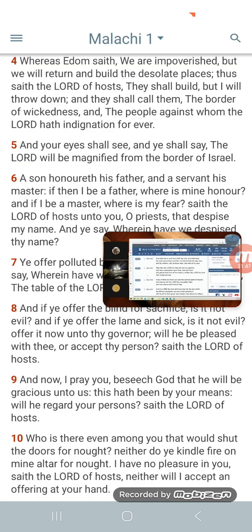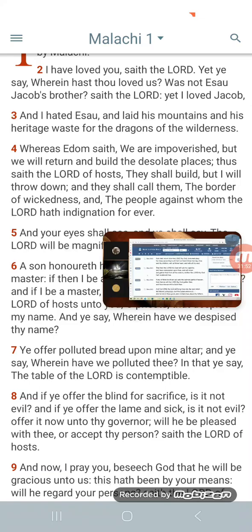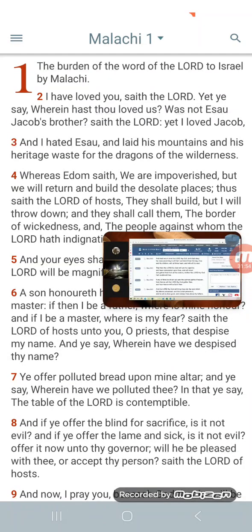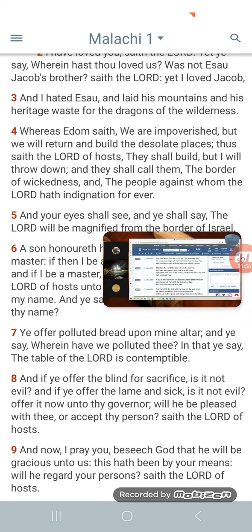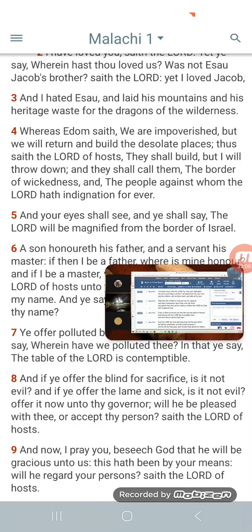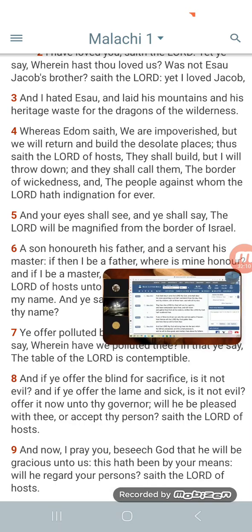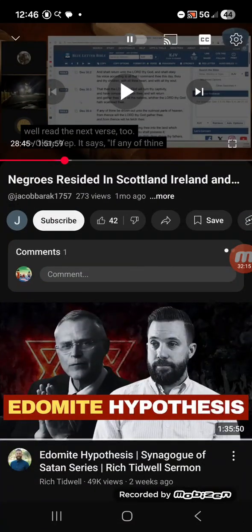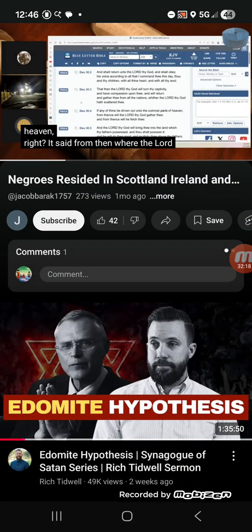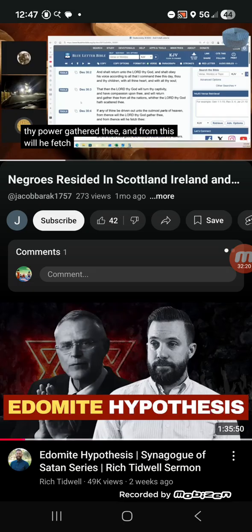This is Malachi 1:4. Whereas Edom saith, we are impoverished, but we will return and build the desolate places, thus saith the Lord of hosts, they shall build, but I will throw down. And they shall call them the border of wickedness, proving who the wicked are, and the people against whom the Lord hath indignation forever. If any of thine be driven out unto the utmost parts of heaven, from thence will the Lord thy God gather thee, and from thence will he fetch thee.